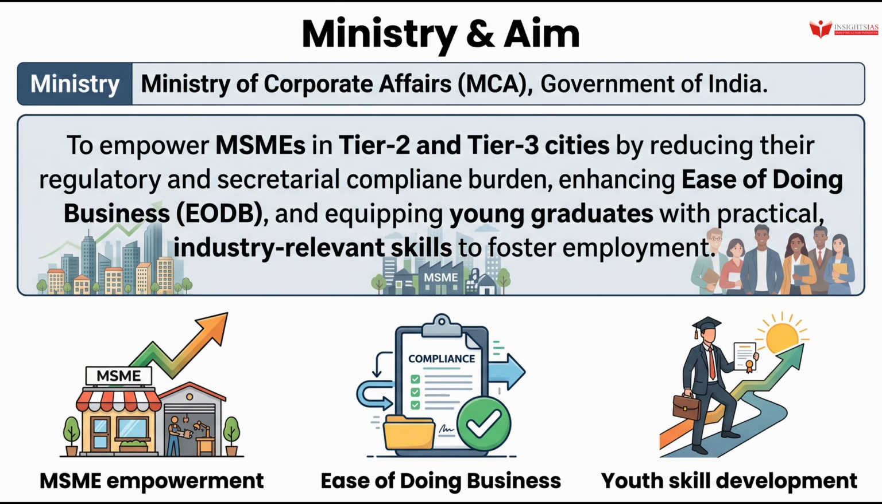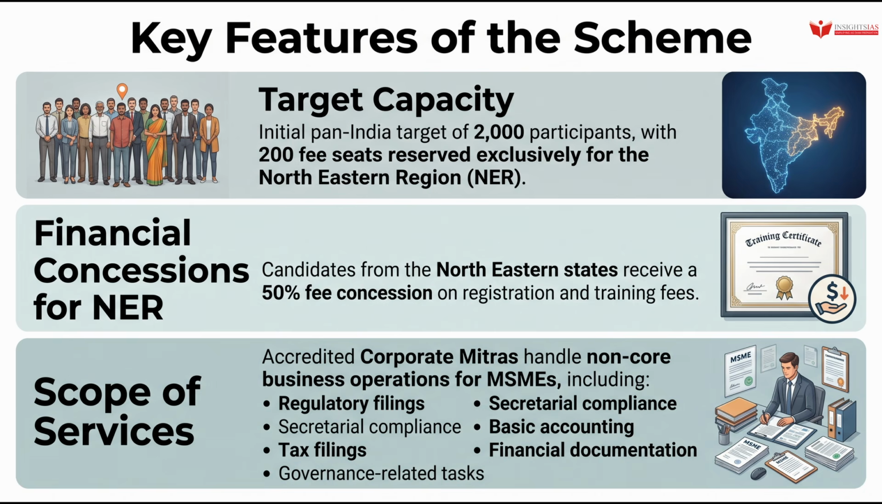It's implemented by the Ministry of Corporate Affairs, MCA, Government of India, and its aim is genuinely practical: to empower MSMEs in Tier 2 and Tier 3 cities by reducing their regulatory and secretarial compliance burden, enhancing ease of doing business, and equipping young graduates with practical industry-relevant skills to foster employment. Now, let's go through the key features of this scheme.